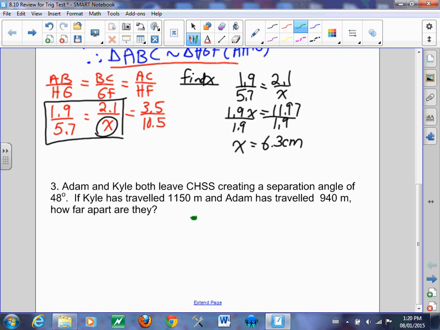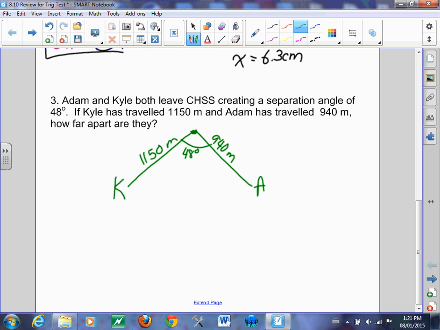So if this is the school, and we put this one down as Kyle, Kyle has gone 1150 meters. I put this other one down, ladies and gentlemen, which is Adam. And Adam has gone 940 meters. We know the angle of separation between them is 48 degrees. And the question is, how far apart are they? So if you want to let this be S for school, or it doesn't really matter, you don't have to label it, but I'll just use S, that's fine.